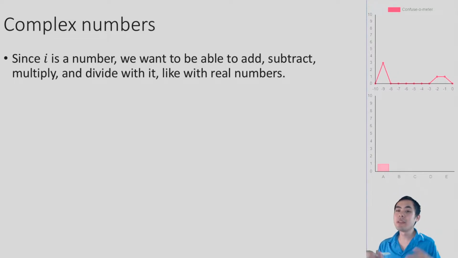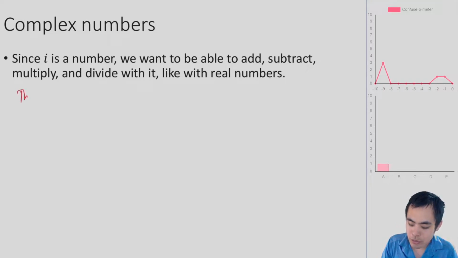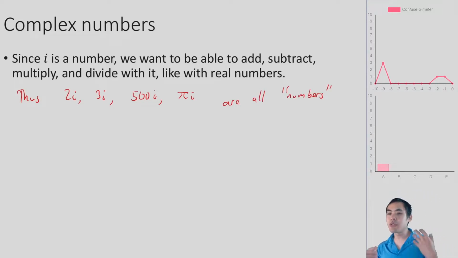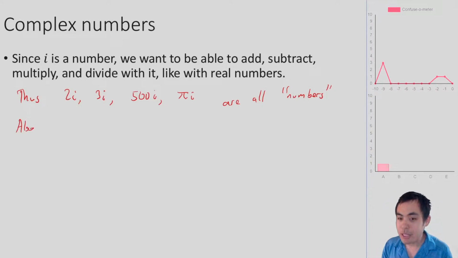And that, of course, means that not only is i a new number, we also have a bunch of other numbers. So, for example, 2i, 3i, 500i, pi times i are all numbers. They're not real numbers, but if we want i to be a number in some fancy system that we're talking about, which we're going to name the complex numbers, then all these other things also have to be numbers in this new system. So that's multiplication. We also want subtraction and addition. So 1 minus i, 2 plus 4i, etc.